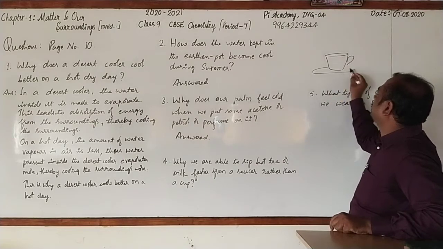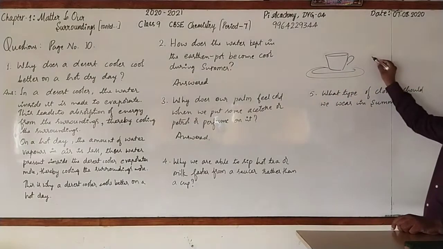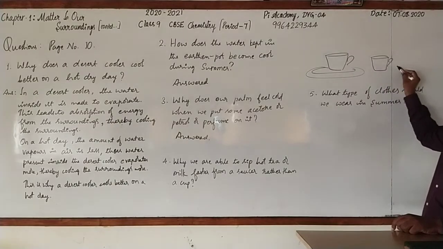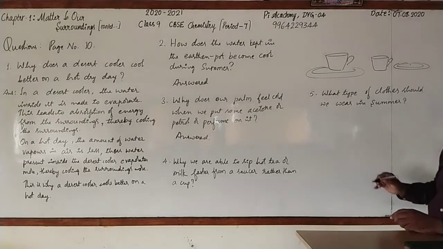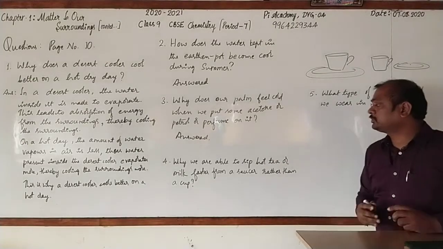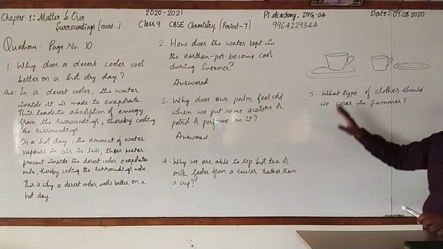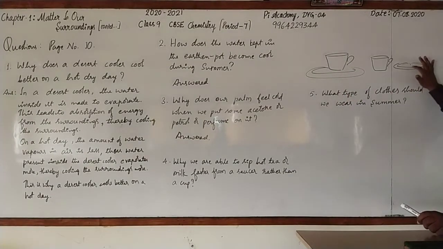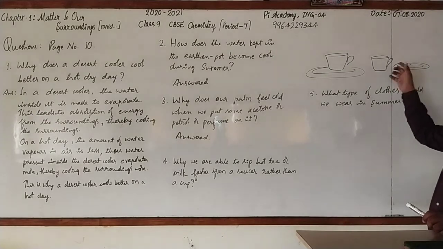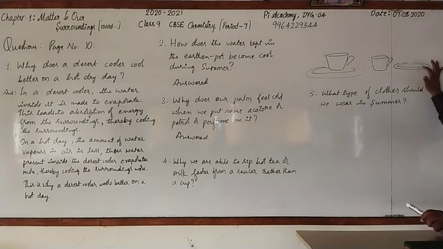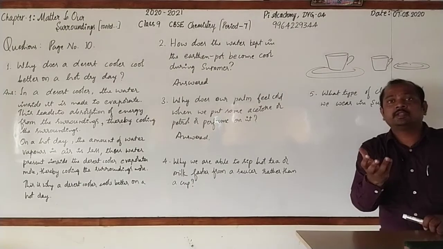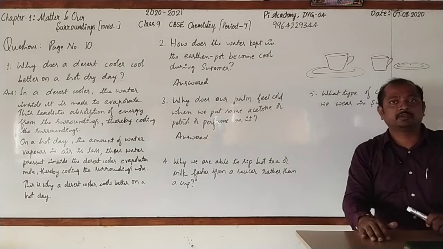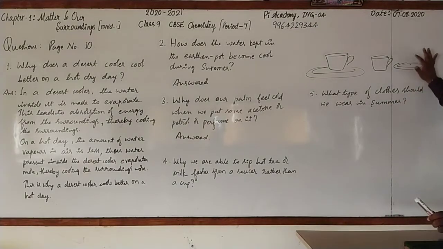This is a cup and this is a saucer. You are going to take hot tea in a cup, and the same amount of hot tea is to be taken in the saucer as well. But we are able to sip hot tea or milk faster from the saucer than the cup. The reason is, the tea that we have taken in the saucer will get more area for evaporation. Got it? As it gets evaporated faster, it becomes a bit cool.